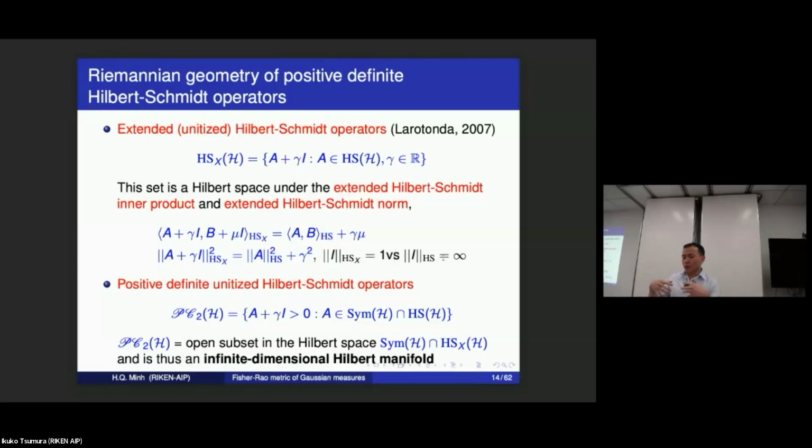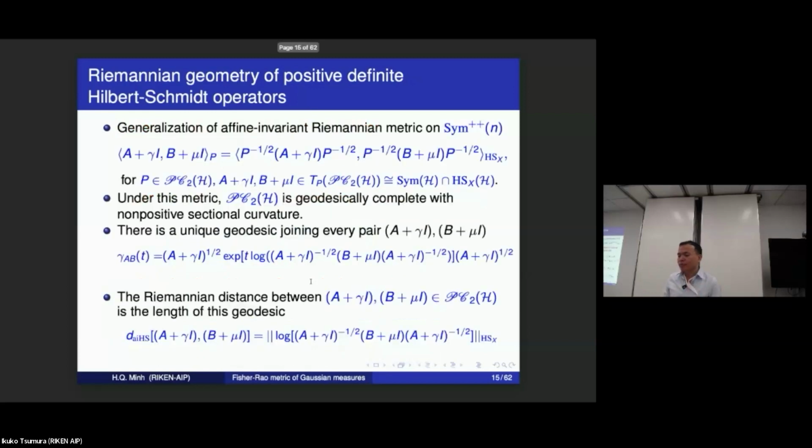And then we consider the set of positive unitized Hilbert-Schmidt operators, of the form A plus gamma I. This is an open subset in the Hilbert space of the Sahlberg-Choi extended Hilbert-Schmidt operators. So this is an infinite dimensional Hilbert manifold. Then we can define the generalization of the affine-invariant Riemannian metric. This expression is very similar to the finite dimensional setting, except that we use an extended operator throughout.